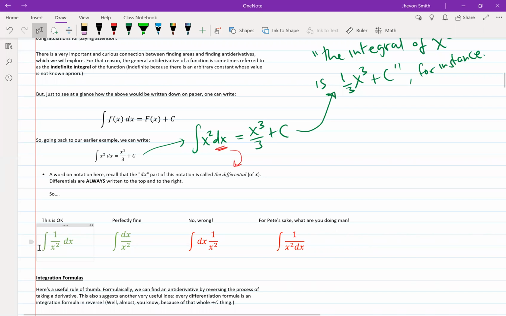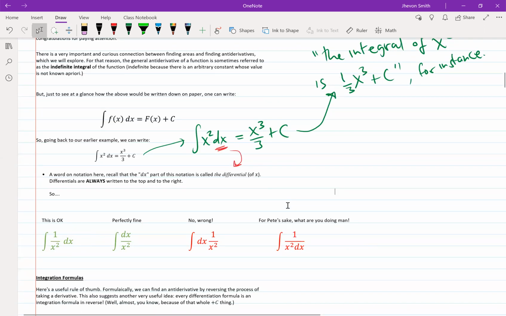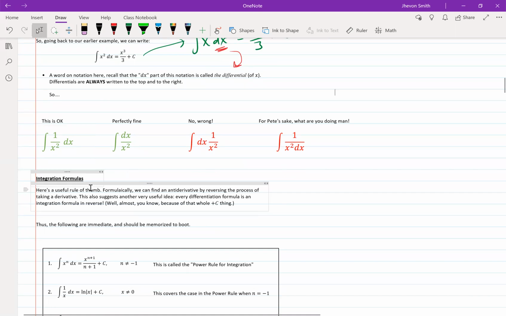So it's the integral sign, the function is in the middle, the dx is on the right. Or potentially the dx is on top of the function and nothing comes after that point. Okay, so that's very important, because it's not just important for you to know the math, you have to look cool while writing it down and sound like you know what you're talking about, and everyone should know that you know what you're talking about. Okay, so that's just a word on notation.